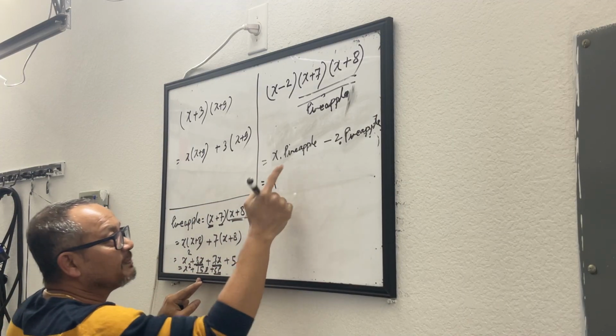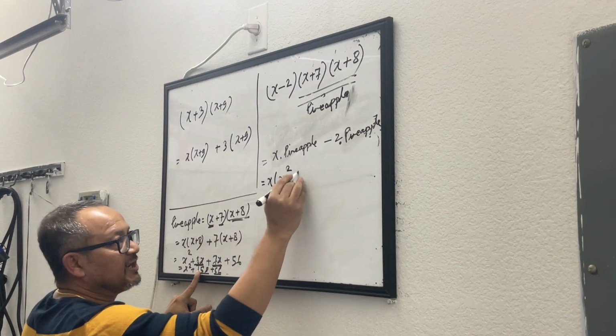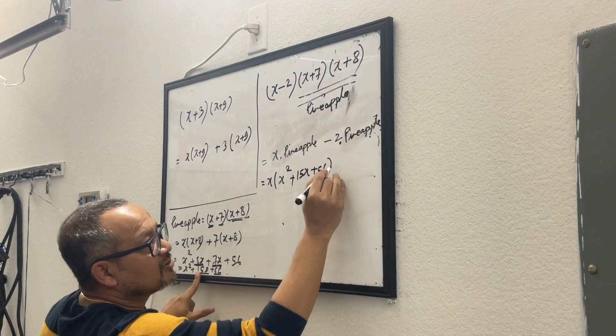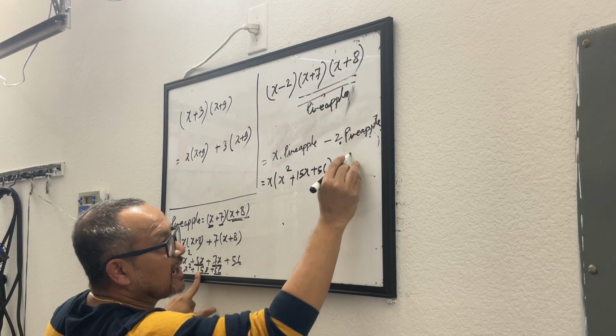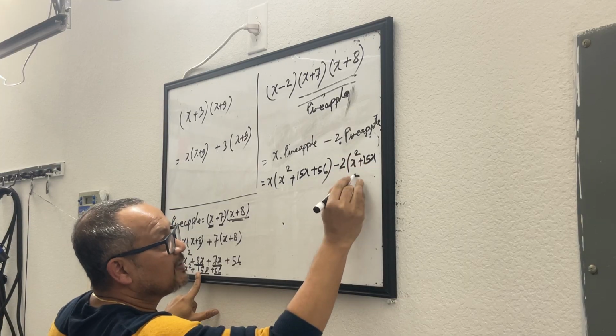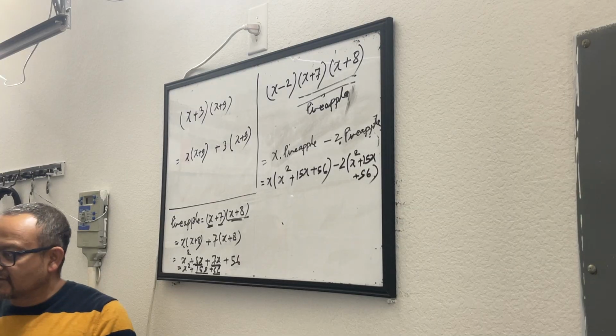So, x times the pineapple. Pineapple is x squared plus 15x plus 56. Again, we know the value of the pineapple. That is 2 times the pineapple, which is x squared plus 15x plus 56. Yes, I agree.